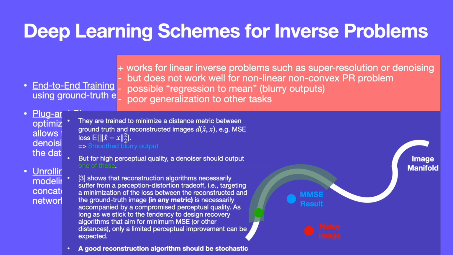And the regression to the mean issue can be seen from this diagram. As you can see, if we train our network to minimize the distance metric between ground truth and the reconstructed images, it can cause smoothed, blurry outputs. But for good reconstruction quality, a denoiser should output only one of these images, not the average of them, which is shown by the blue dot. And this actually shows that a good reconstruction algorithm should be stochastic. It should output multiple images for the same input.